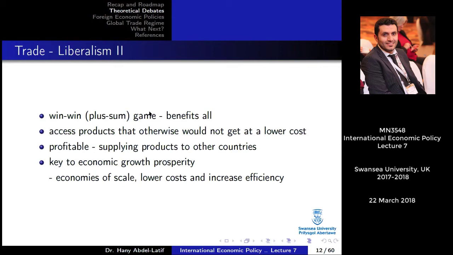There are economic reasons why this is the case. One reason is that with free international trade, you would access products at lower costs that you wouldn't be able to produce by yourself. Or even if you're able to produce the same product, it would be at a higher cost. That is one thing you can gain from international trade. Also, when you're able to trade with others or export to others freely, you are expanding your market outside your national borders. So it's more profitable as well. It's key to economic growth and prosperity. So it's a win-win game. Everyone benefits, and that's why it is important to have free trade.